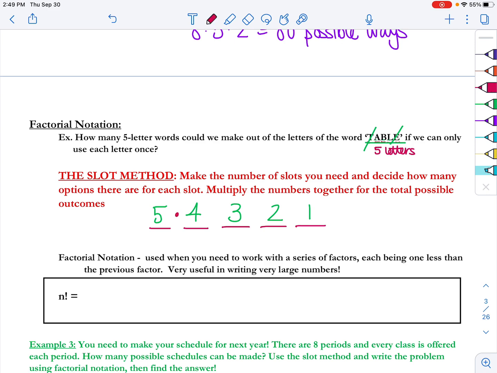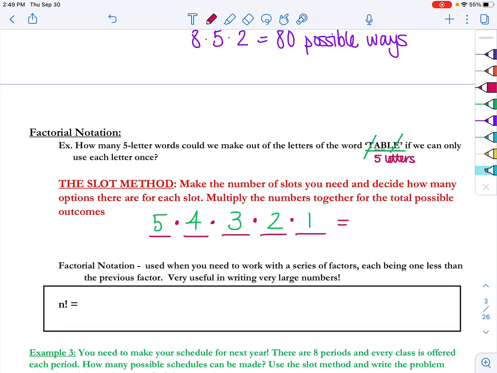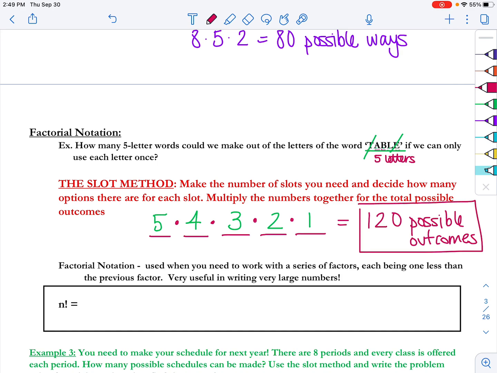So because they're dependent on each other, the number of options changes for each consecutive slot, and they typically start decreasing by 1. And so the slot method says we just multiply those together, so 5 times 4 times 3 times 2 times 1, and we get 120 possible outcomes. So the words may not actually make sense, but there are 120 different ways we could organize these 5 letters into different words, okay?